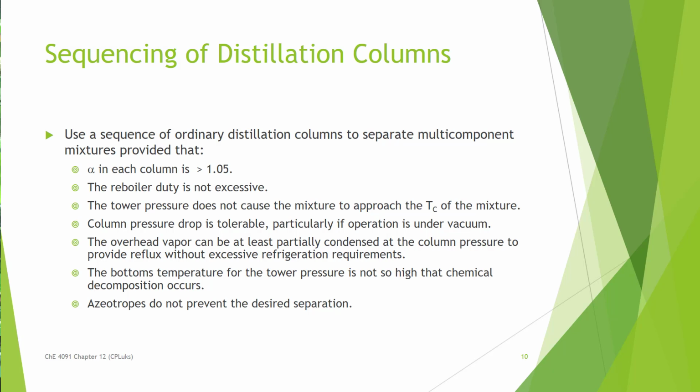You also want to keep an eye on your tower pressure, because you can end up getting near the critical temperature, and any little upset to the system can push you to the point that you are no longer able to get that two-phase split by boiling. Be sure your column pressure drop is okay. You don't have as much room to work with if you're under vacuum, so again, keep an eye on that.